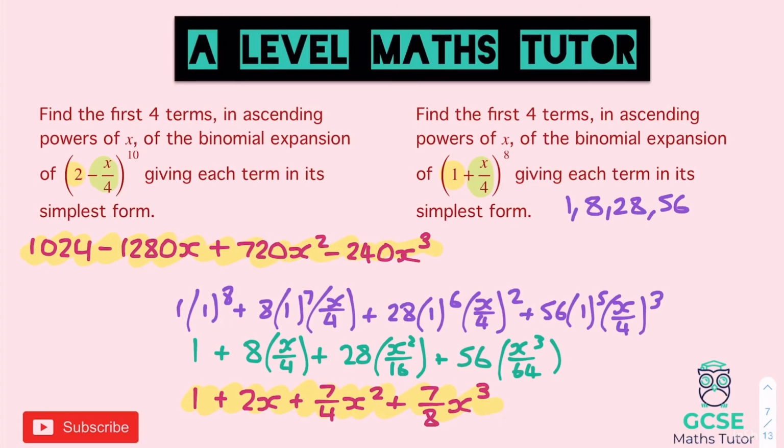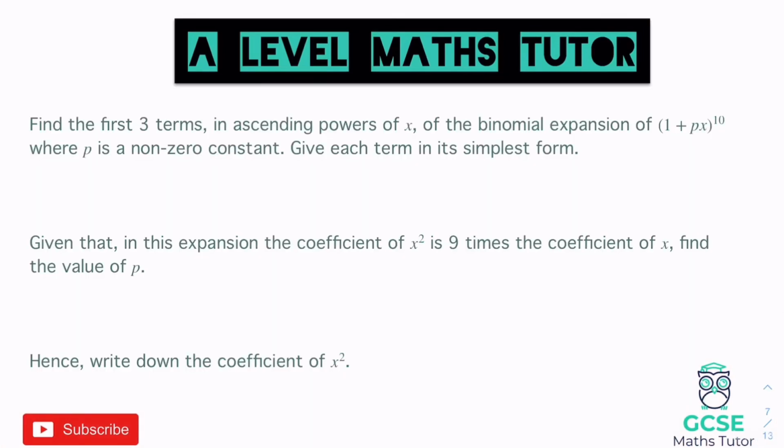Now we're going to have a look at some of these problems that we had a look at right at the start of the video, and have a look at how to solve those using these processes. Okay, so this question says find the first 3 terms in ascending power of x of the binomial expansion of 1 plus px to the power of 10. It says where p is a non-zero constant and give each term in its simplest form. So obviously p is an actual number that we're going to find. And it hasn't asked us to find that yet, it's just asking us to find those first 3 terms.